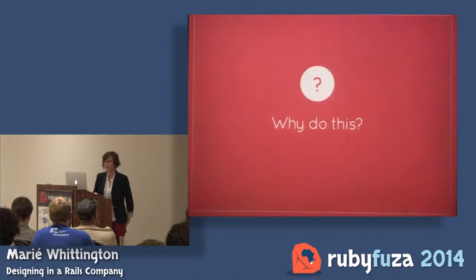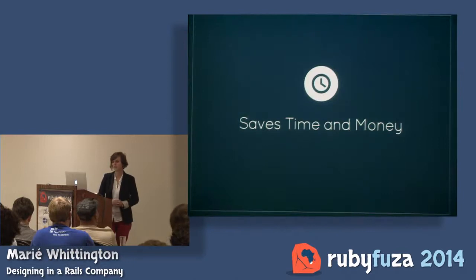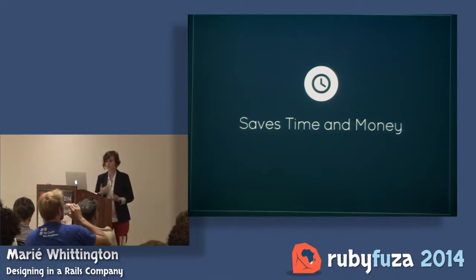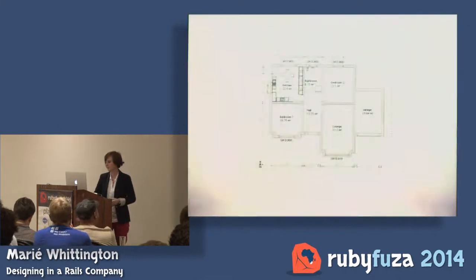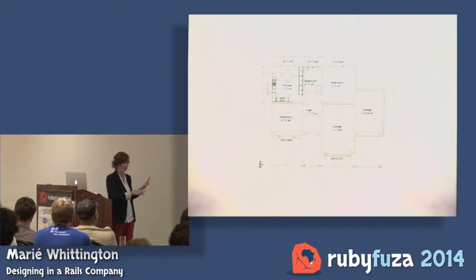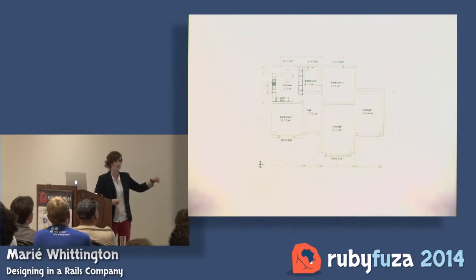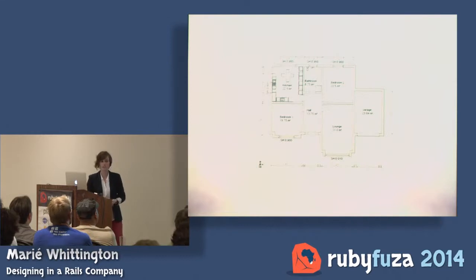So why do we do this? First of all, it saves time and money for the client, for the user, and for us developing the app. So imagine you're building a house. You're planning it first, and you check out the plan and you see that you need another bedroom in here somewhere. It's really easy at this phase to add a bedroom on. It's not going to cost a lot of money to just design in another bedroom. So it saves resources and money.